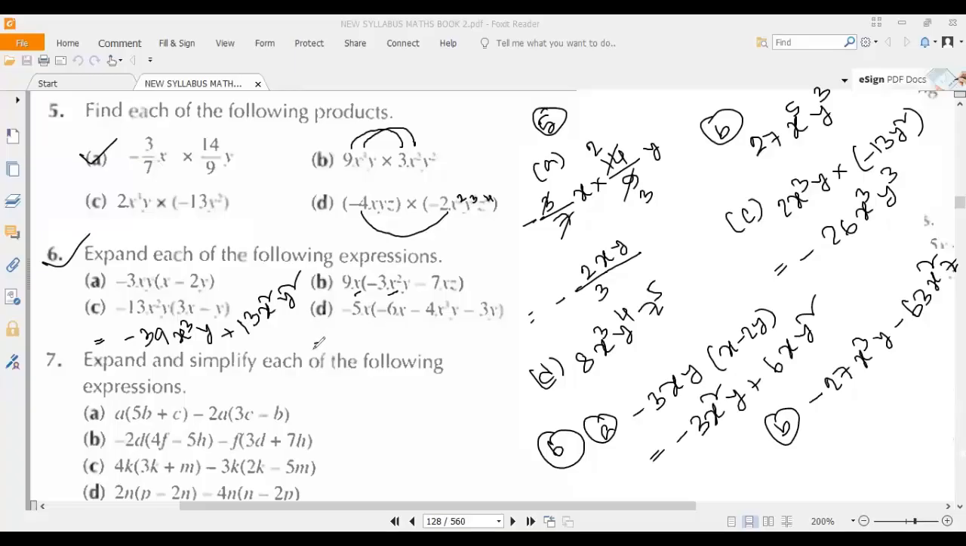Simple. Number D. Minus a plus 5 sixes are 30 x square. Minus a plus 5 fours are 20. x into x cube will be x to the power 4 y. Minus a plus 5 threes are 15 xy. And that is the solution of this question.